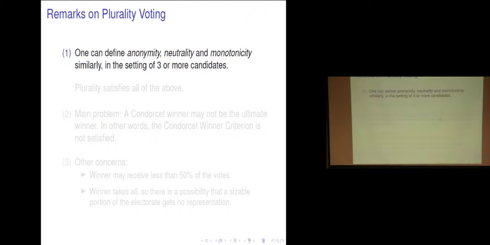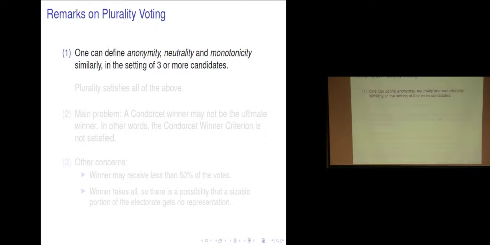Okay, so now we know what the plurality method is, right? So now let's make some remarks on this plurality voting method. It has some very nice properties. It also has some drawbacks, right? So the nice properties, okay.